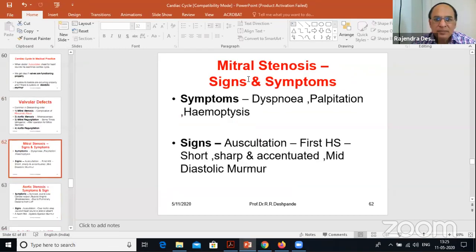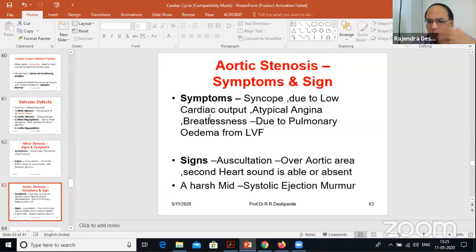Okay. Mitral stenosis, the most common things in both the diseases: dyspnea will be there, palpitation, and hemoptysis, blood in the sputum. So here on auscultation, the first heart sound is short, sharp, and accentuated, and a mid-diastolic murmur will be there. I'm just going fast because again, this may be a big lecture regarding the cardiac problems. But what I want to tell you regarding the cardiac cycle, heart sounds are important and valvular defects are more important, that you should write as an applied physiology of that cardiac cycle in your examination, write down in your answers also.